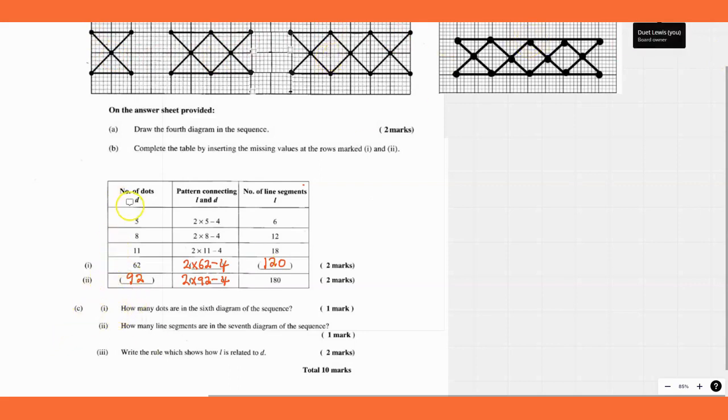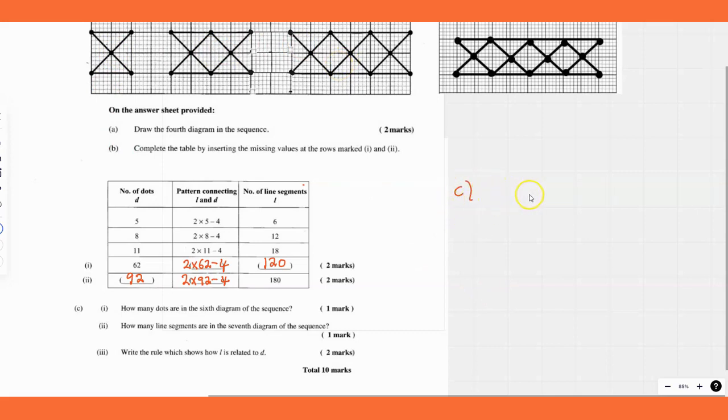This part of the question is different from the rule that is given here, because that rule was the pattern connecting the line segments and the dots, but this one is just dots only. So let's look at the rule here for the dots. We see that we have 5 and then 8 and then 11. So for the first we have 5 dots, for the second we have 8, and for the third we have 11.